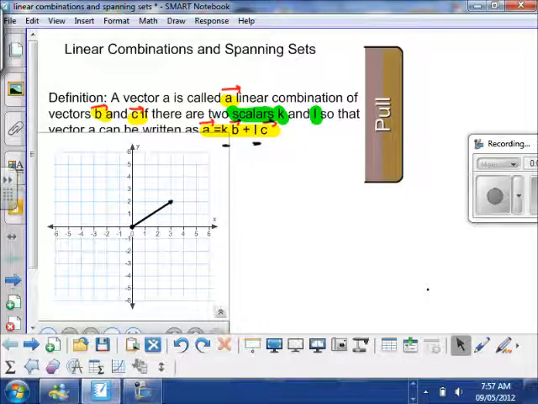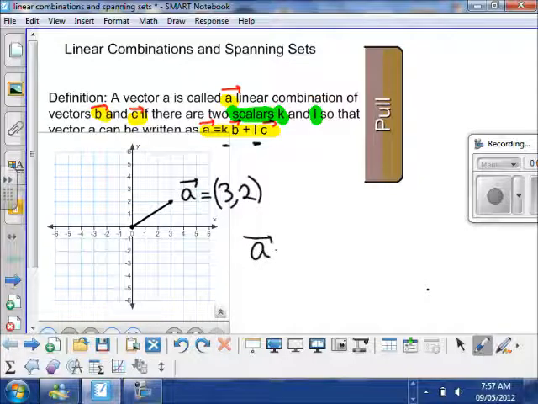Well, as you can see here, I have a vector. Let's call this my vector A. What is the notation I need to use for this vector? It is the vector 3 and 2. So vector A. How can I write this vector as a linear combination of some other two vectors? That's the idea. Write it using two other vectors.